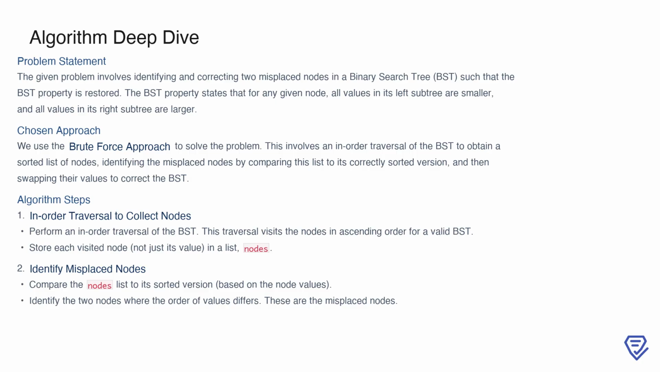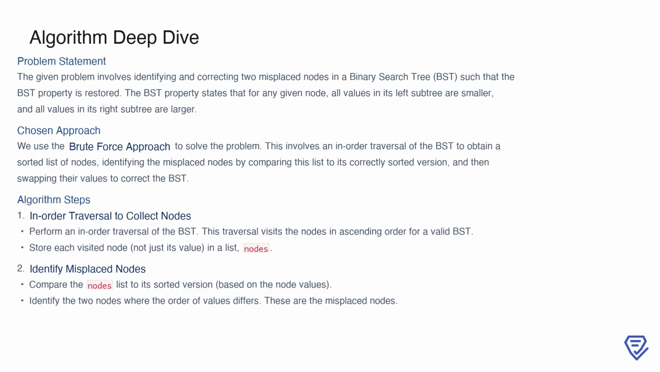Let's break the algorithm down into steps. First, we perform an in-order traversal to collect all the nodes in the tree. This involves visiting the left subtree, the current node, and then the right subtree, ensuring the nodes are visited in what should be ascending order. Each visited node is added to a list, which we'll use for further analysis. Next, we identify the misplaced nodes by comparing this list to its sorted equivalent.